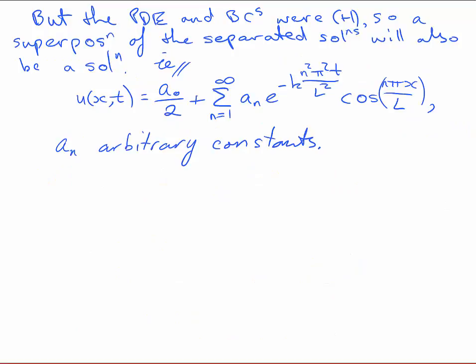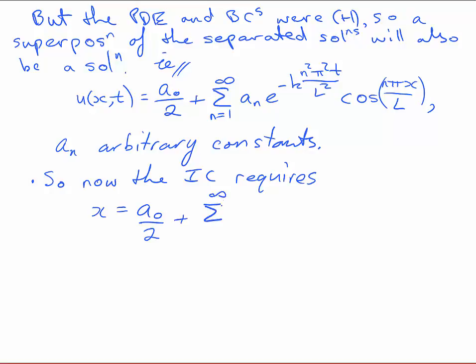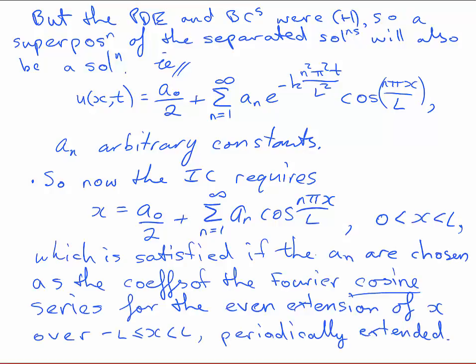So what do we do? We go to our Fourier series. Remember that the PDE and the boundary conditions are homogeneous, so a superposition of separated solutions will also be a solution, and why not suggest a superposition which looks just like a Fourier series kind of thing. So a0 over 2 and a_n's in there, arbitrary constants. Now our initial condition will require x equal to a0 over 2 plus the infinite sum of a_n, exponential goes away at t equals 0, it's just 1, and the cosine of n pi x over L. And just to remember, it was on 0 to L. And that's satisfied if we choose the a_n's as the coefficients of the Fourier cosine series, even extension of x over minus L to L periodically extended.